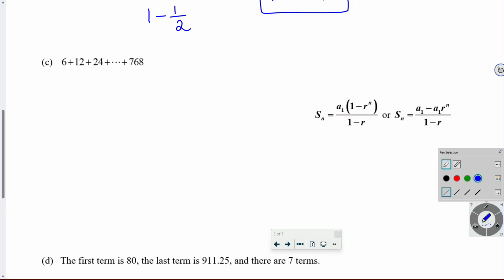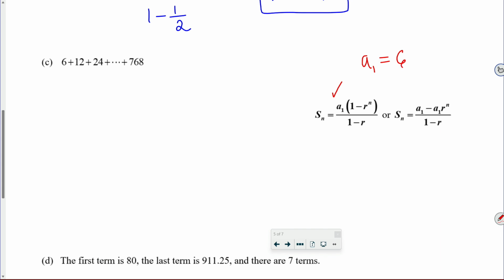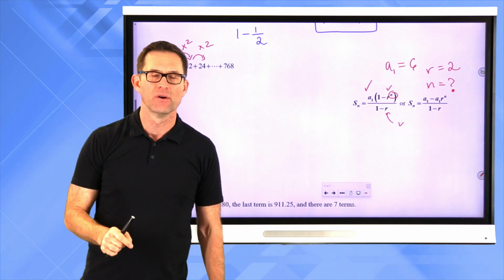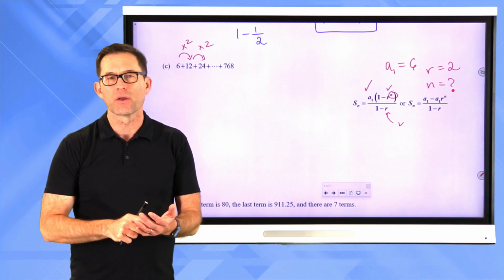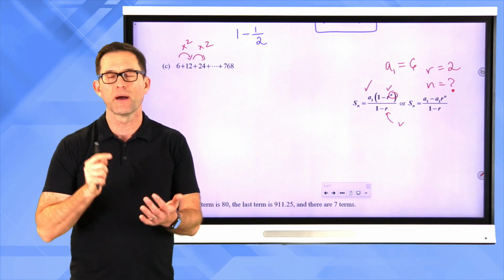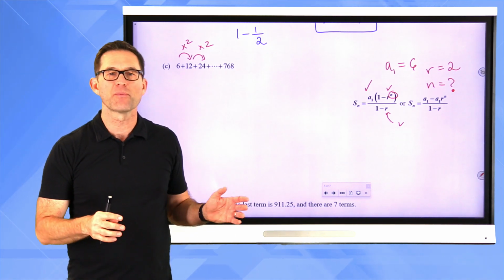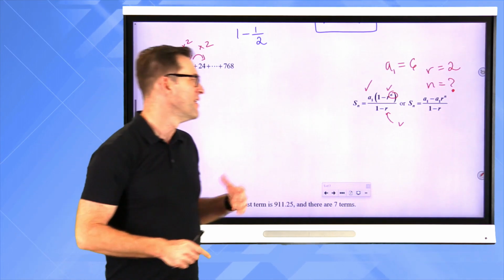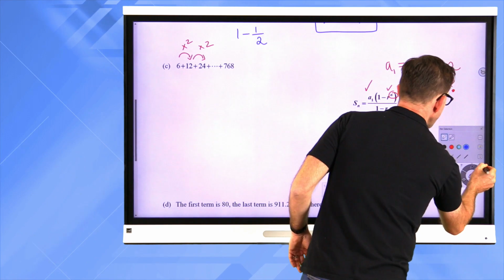All right, well, let's go through it. Again, I think it's kind of helpful to go red here. I know A1, right? A1 is equal to 6. I know R. R is equal to 2, right? We're multiplying by 2 each time to get to the next term. What I don't know is what n is equal to. I actually don't know the number of terms in this series, okay? Now I could maybe just sit there and go times 2, times 2, times 2, etc., to see how many times I have to multiply by 2 to get up to 768. That might be an extremely inefficient way of doing this problem.